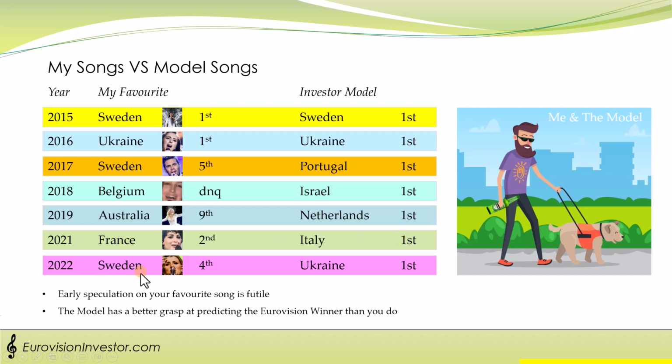2022, my favourite song was Sweden. I just love Swedish songs, Swedish pop songs. Unfortunately, they came fourth. The investor model chose Ukraine first. Are you seeing a pattern here? As good as I think I am, as much research I've done, listening to these songs, thinking that the jury's going to love these songs or that this song is going to be a hit with the public, I am very deeply flawed. Very deeply flawed. The investor model has got it right.